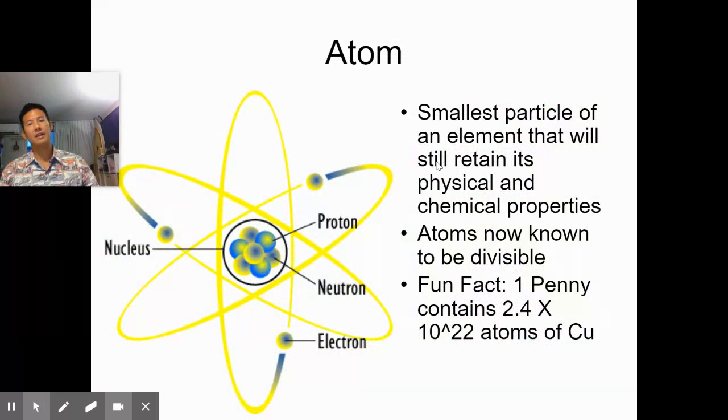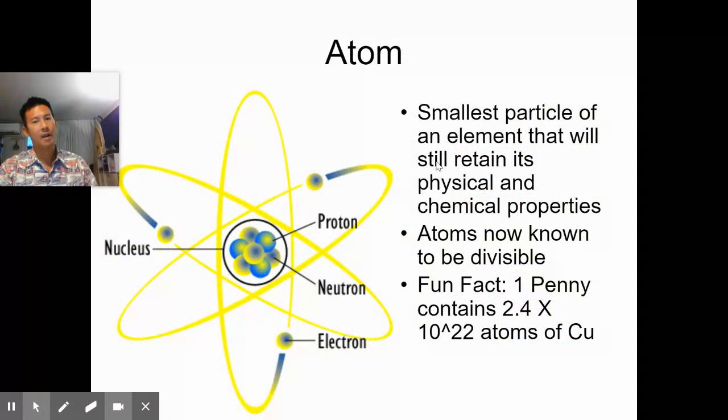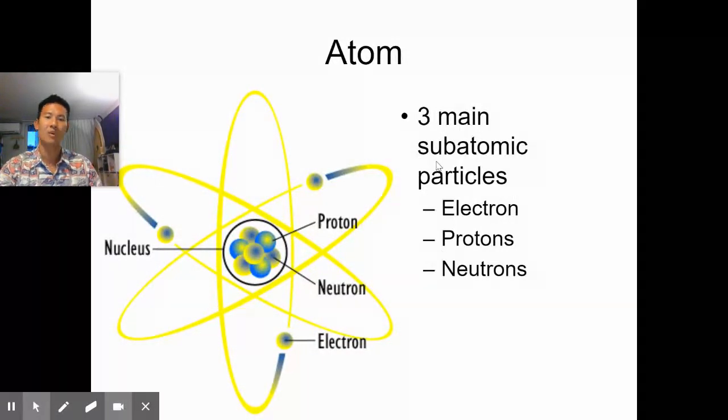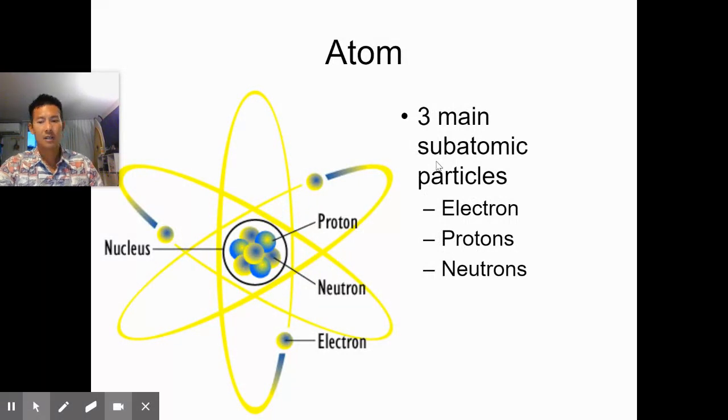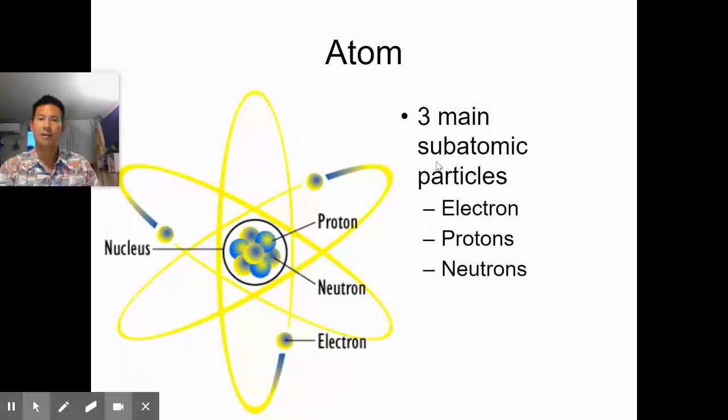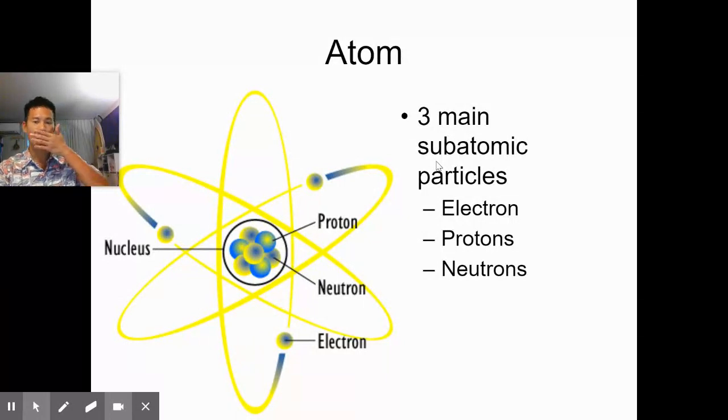Okay, let's visit the smallest unit of matter, and that is the atom. For this class, here are some fun facts. If you really want to read through them, pause and read. However, the important thing that you have to know is that an atom, the smallest unit of matter, and elements have three main parts: your electrons, your protons, and your neutrons.